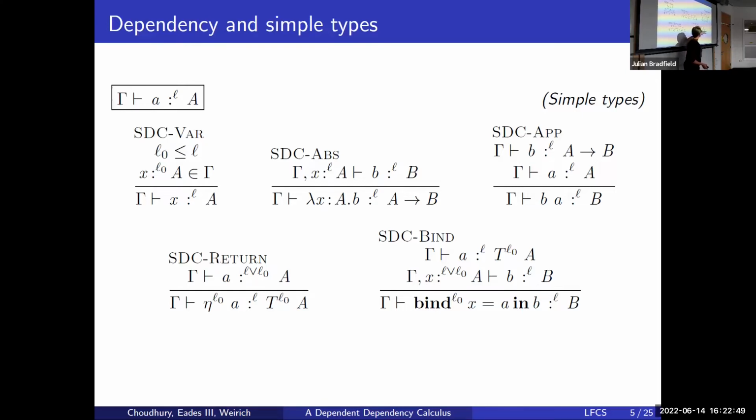So maybe if L is lower than L naught, so say this is a high security value, we want to use it in a low security context, it can use it as long as it sticks it inside of some other protection box, right? So that basically allows you to have high security data flow through a low security bit of the term, as long as when you actually read it, you're back in a high security context.